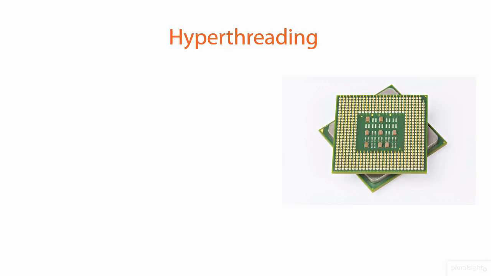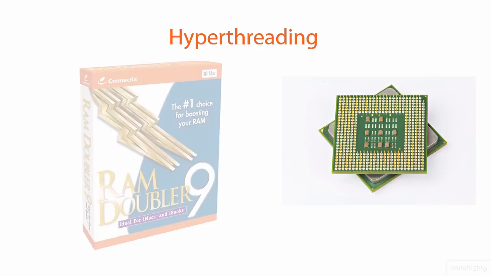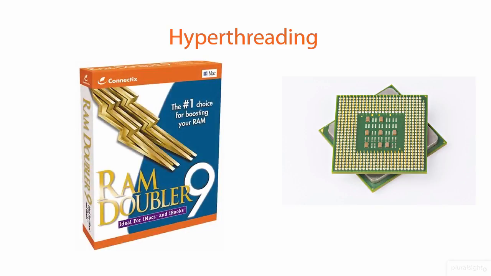Hyperthreading. This was a buzzword. I'll tell you, back in, say, the early 90s, when a system that had 8 megabytes of RAM was doing really well, there were companies that sold RAM doublers. I had a Mac Performa that had 12 gigs of RAM, and I purchased a piece of software called RAM Doubler that used some trickery. Actually, it borrowed hard drive space to make the system believe that it had double the amount of RAM.